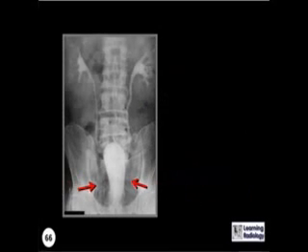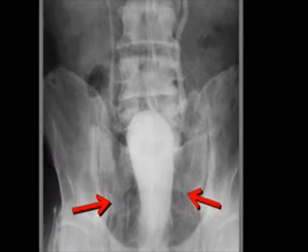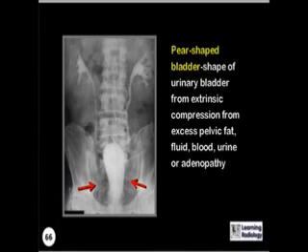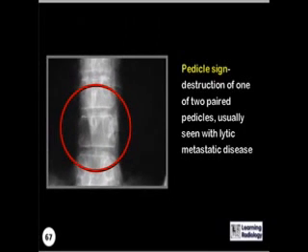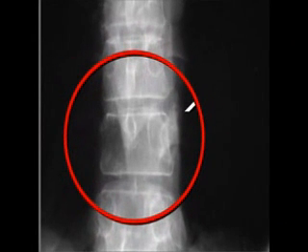What sign is this? This is a pear-shaped bladder, which is the shape of the urinary bladder from extrinsic compression, from excess pelvic fat, as in this case, fluid, blood, urine, or adenopathy. What sign is being shown here? This is the pedicle sign, which is destruction of one of the two paired pedicles, usually seen with lytic but sometimes osteoblastic metastatic disease. The left pedicle is intact. The right pedicle is destroyed, in this case by lung cancer.